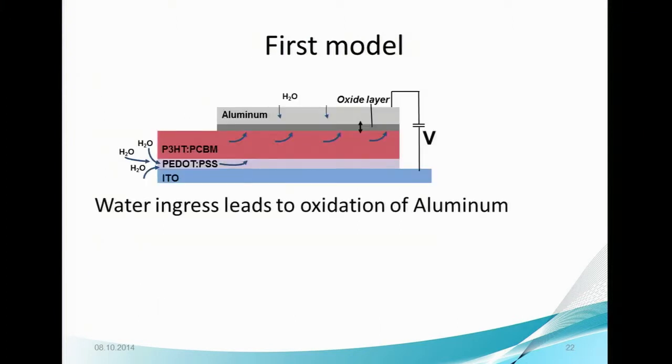The first model is quite obvious. As I said, we believe that the water ingress through the p-dot layer will lead to an oxidation of the aluminum.